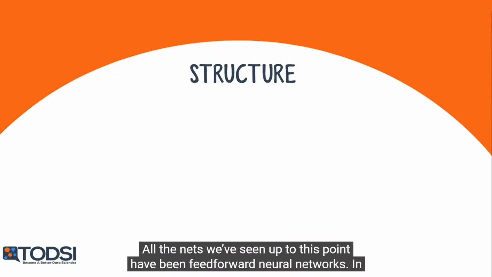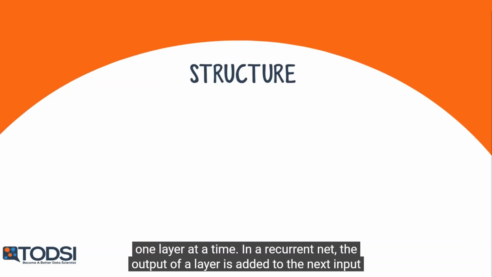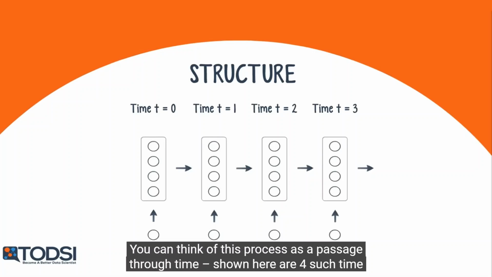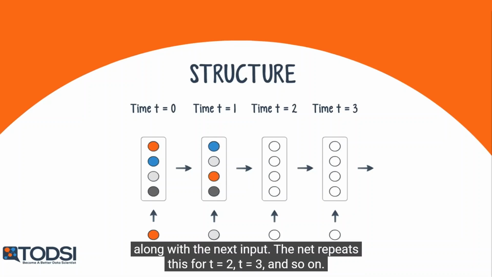Their applications are extremely versatile, ranging from speech recognition to driverless cars. All the nets we've seen up to this point have been feed-forward neural networks. In a feed-forward neural network, signals flow in only one direction, from input to output, one layer at a time. In a recurrent net, the output of a layer is added to the next input and fed back into the same layer, which is typically the only layer in the entire network. You can think of this process as a passage through time. Shown here are 4 such time steps. At t equals 1, the net takes the output of time t equals 0 and sends it back into the net along with the next input. The net repeats this for t equals 2, t equals 3, and so on.